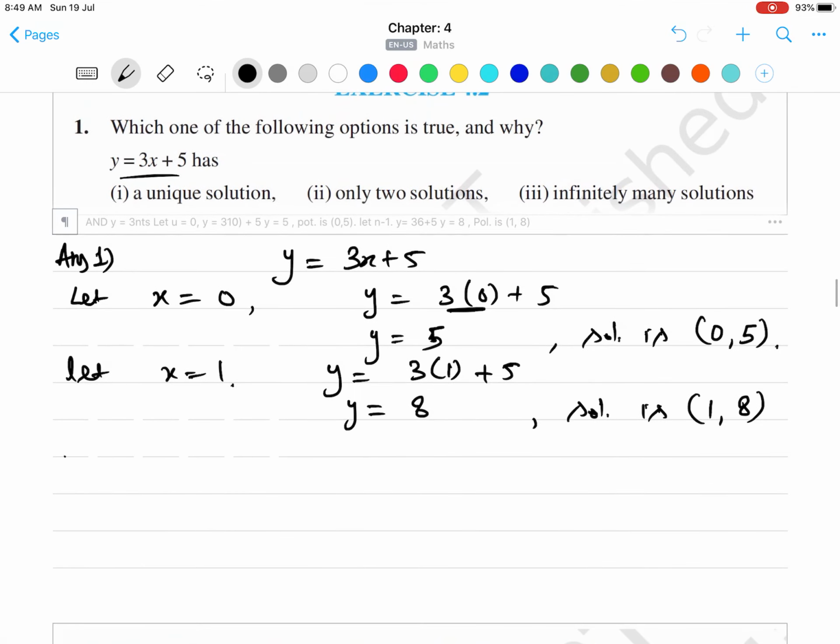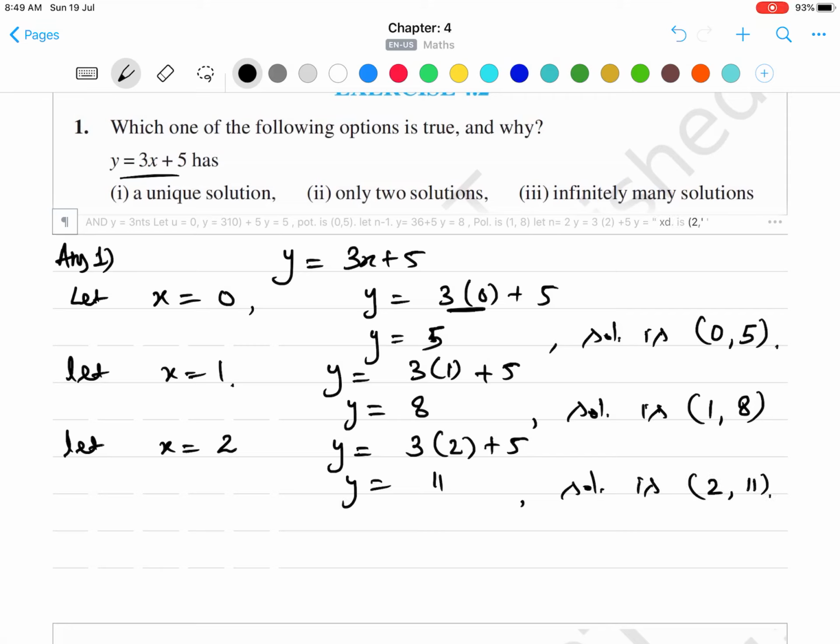Okay, we can also choose another value, let's say x equals to 2 now. So the equation will be y equals to, at the place of x we'll write 2, plus 5. So 2 into 3 is 6, 6 plus 5 is 11. So the solution is x 2 and y 11. So we can put any other value for x, we'll get the subsequent value of y. So you were asked which option is true. First says a unique solution. Unique solution means it's saying that this equation has only one solution, which is not true because we have already found 3 solutions. Okay, so this is not true.